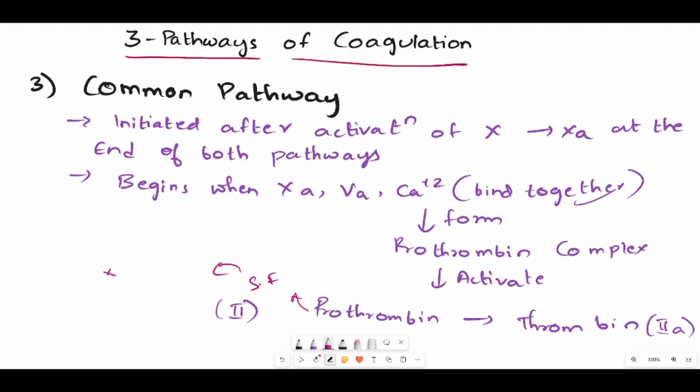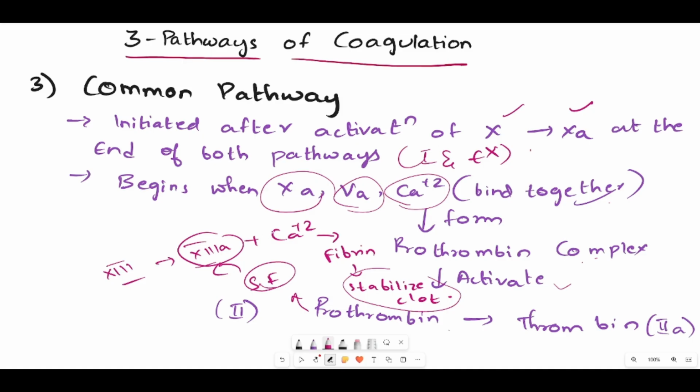So now again there will be conversion of factor 13 to 13A. Now this 13A will bind to the calcium molecule. Then this will make the fibrin crosslinks, thereby causing the stabilization of the clot. That's it. Now let's see all three pathways with one single flowchart.